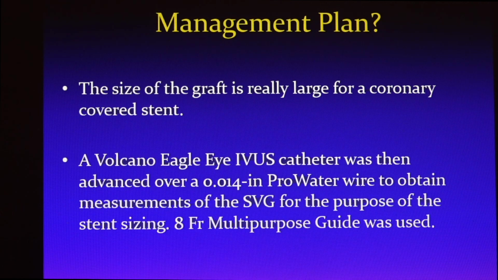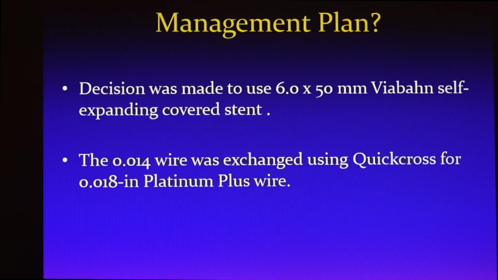We did IVUS imaging and measurements just to confirm which size, and we decided to use 5.0 Viabahn stents. When we did the IVUS, we did it on a 0.014 wire. We exchanged this using a Quick-Cross for a 0.018 wire to put the Viabahn on.